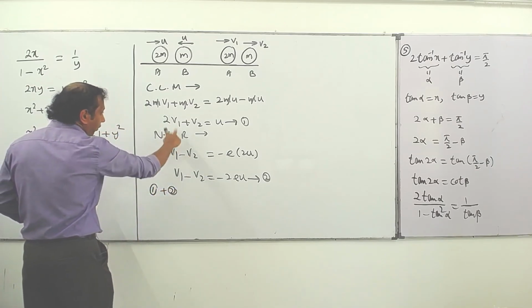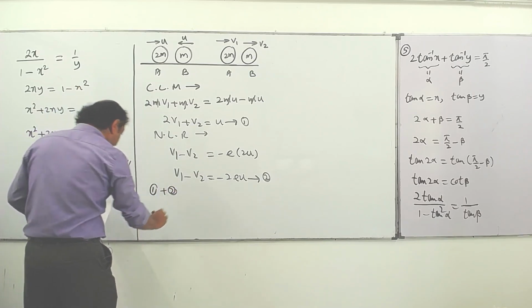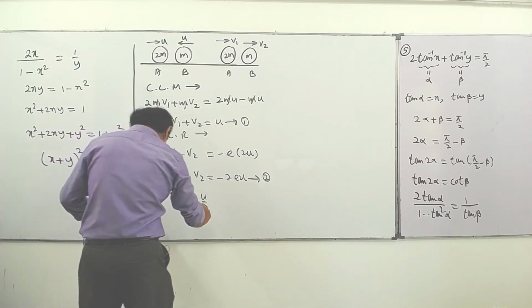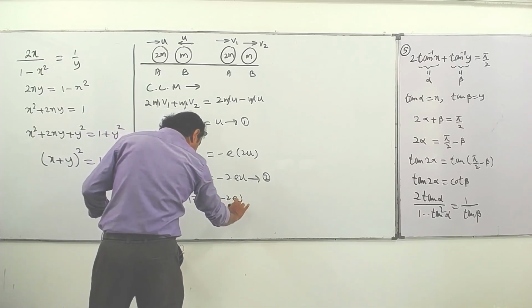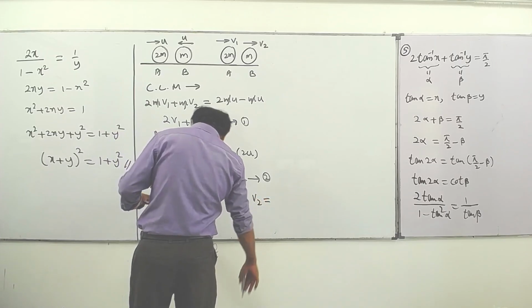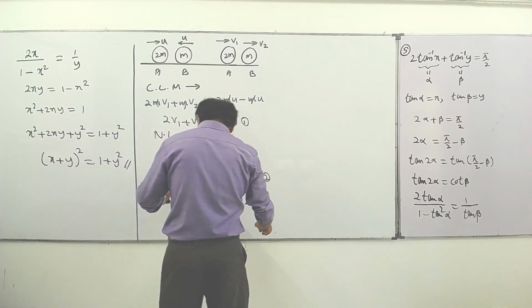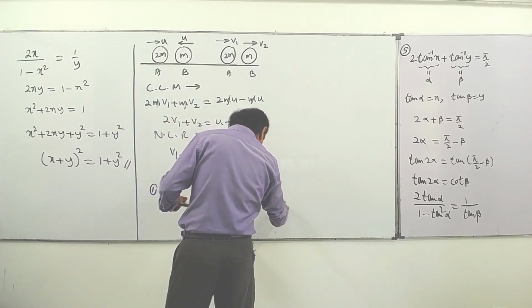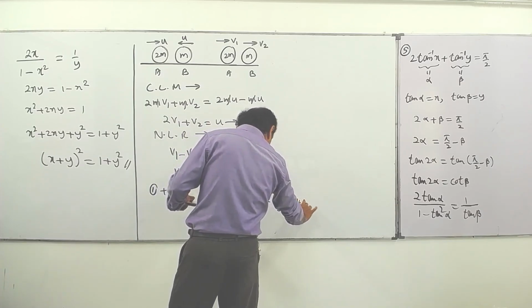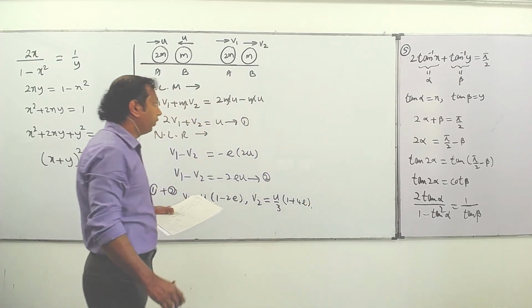which will give us the value of V1. V1 comes as u by 3, into 1 minus 2e. And solving this, we can take V2 as u by 3, into 1 plus 4e. This way you get the two velocities.